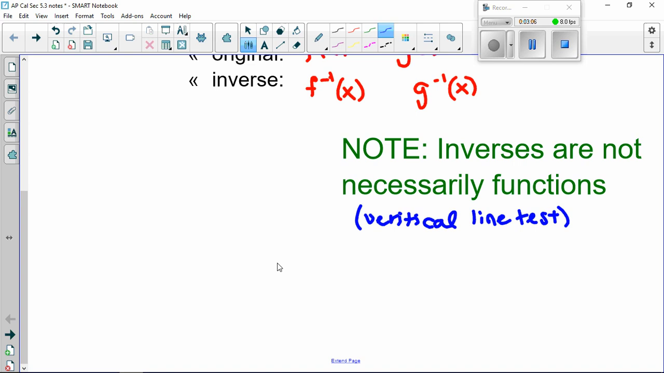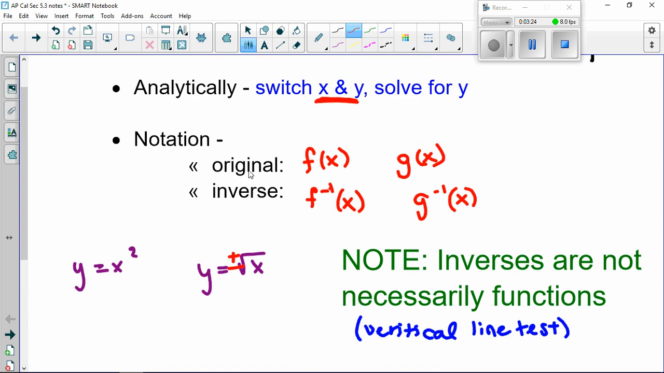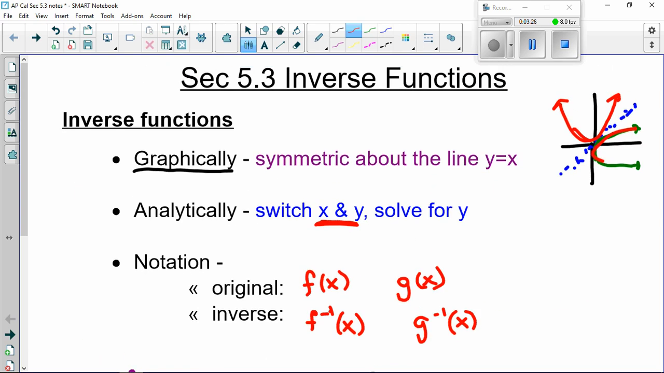So just note that, if we had y equals x squared, the inverse or the opposite of that would be y equals the square root of x. We would have a plus and minus in that square root because of how we solve. But that's what would give us these kind of two graphs that we talked about up here.